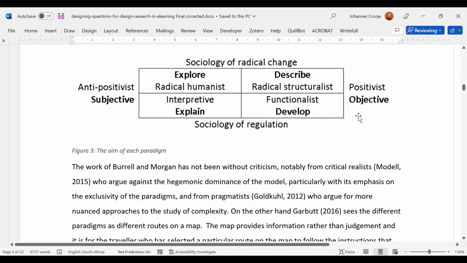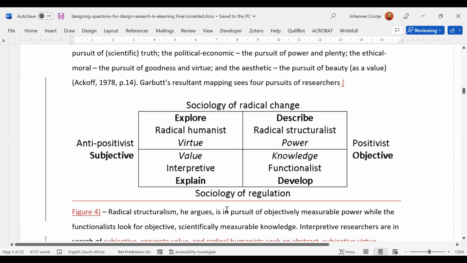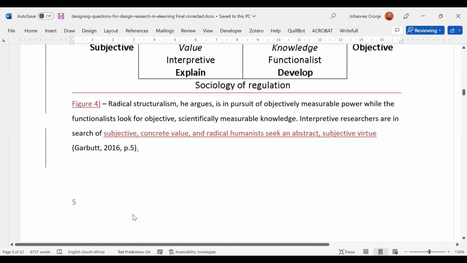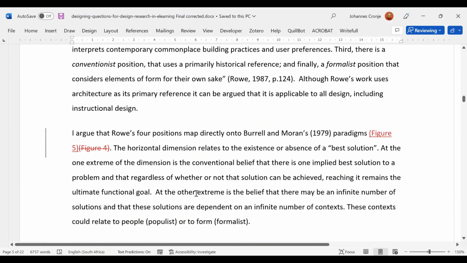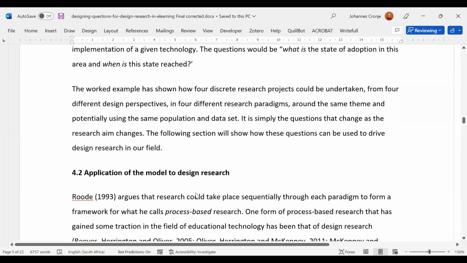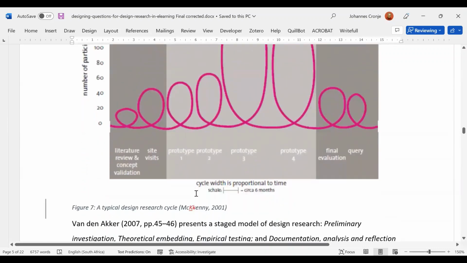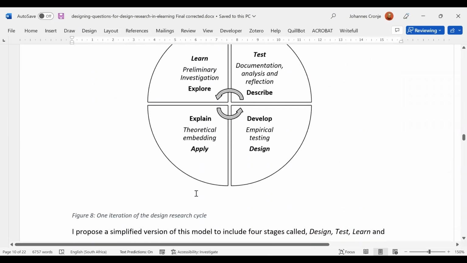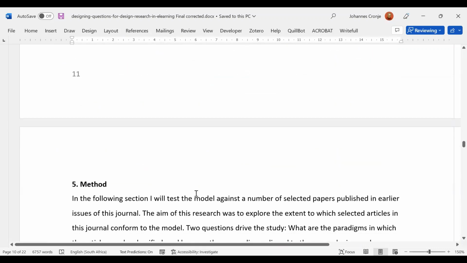And then the dimension, subjective, objective, and then I look at society of radical change, and I look at Ackoff's virtue, power, value, and knowledge. And so it builds up the literature. And so that's what they liked, and that's why they thought it was rather a good literature review. Then I talk about McKinney's design research cycle, and so on.